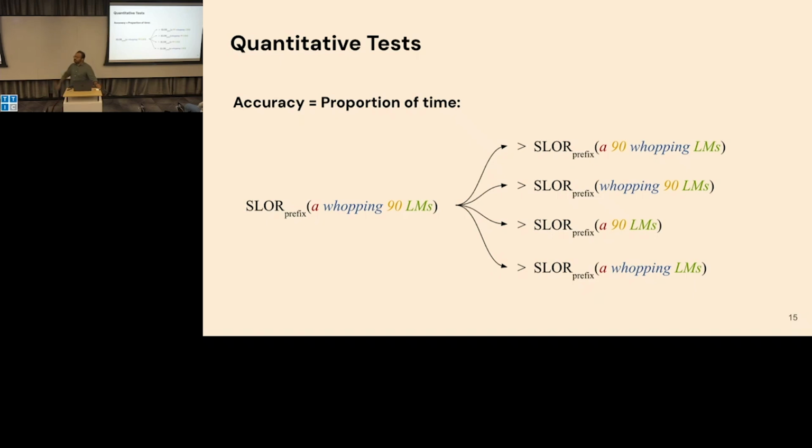Questions? Maybe I missed this about your corruptions. What's wrong about whopping 90 LMs? Is it just marked poorly by the people judging the corruptions, or is there something grammatical? Both. There's no grammatical prediction about what is wrong with that, but humans just tend to prefer the other one consistently over a whopping 90 LMs.